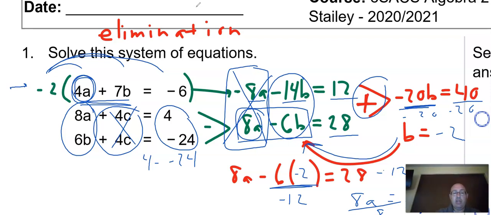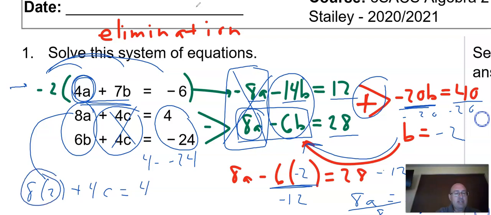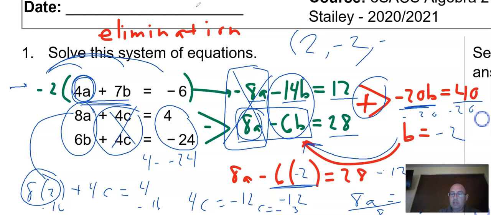So go back and pick an equation that has something I can use here, such as 8 times positive 2, because that's a, plus 4 times c equals 4. Now I'm trying to find out what c is. So we know that's 16, so I'm going to subtract 16, and so we have 4c equals negative 12, and so c equals, man, I'm running out of room here, negative 3. So the answer to our question is a is 2, b is negative 2, c is negative 3. Okay, so that takes care of that one.